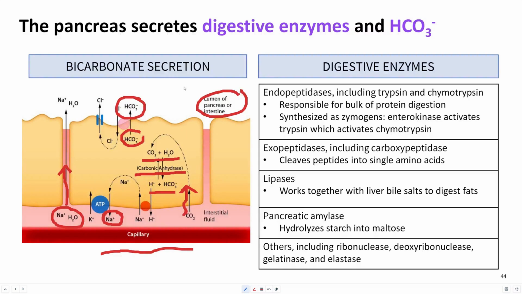Lipases work with the bile salts to break down fats. Pancreatic amylase will hydrolyze the bigger chain starch to maltose, and there are other kinds of nucleases, like deoxyribonuclease and ribonucleases, as well as gelatinases and elastases.